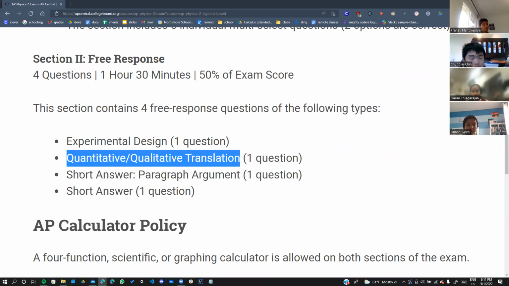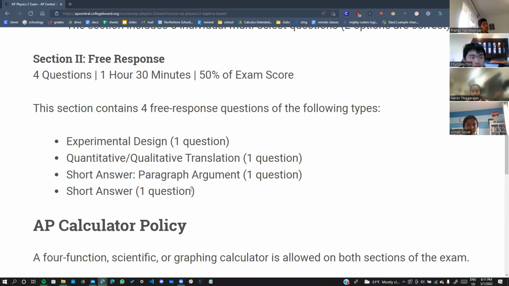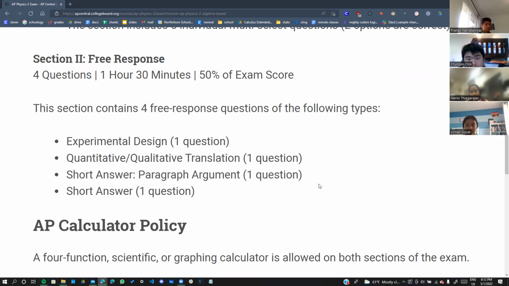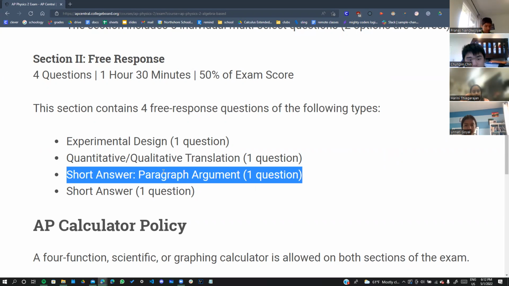And then, okay, the short answer and paragraph argument. Let's talk about the short answer first. The short answer is basically just figure out a bunch of stuff. I don't think it takes too long. But the paragraph argument is going to be your longest response, pretty much. There are not that many parts to this short answer, but there'll be one specific question where, in a coherent paragraph, you write down your reasoning as to why this works.